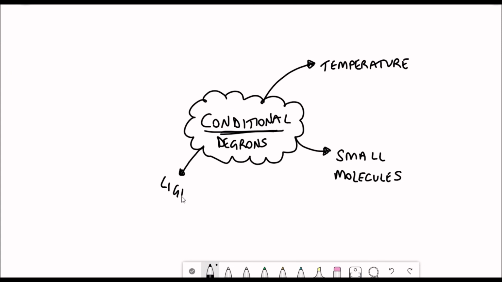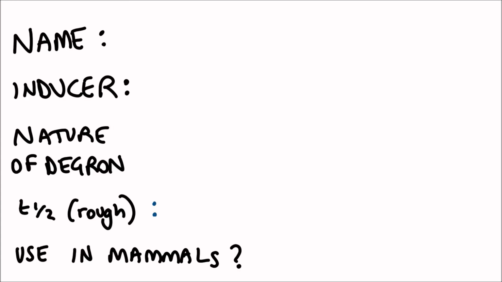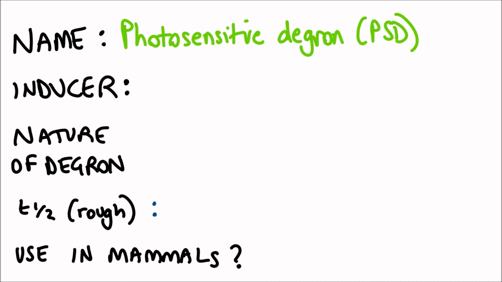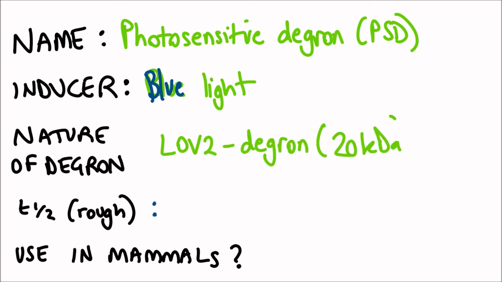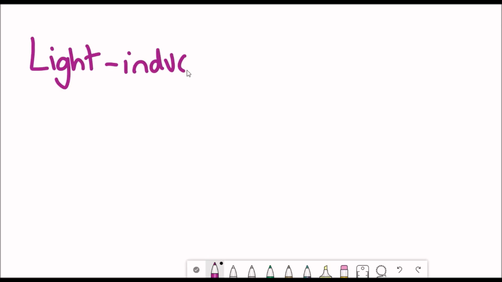Okay, so now let's look at light and conditional degron systems. So one such photosensitive degron, which is a LOV2 degron, uses blue light to induce degradation of the protein. And so this protein has roughly around a 30-minute half-life, so pretty much on par with the small molecule systems. However, the use in mammalian cell lines so far has been a little bit limited. So I won't go into much more detail than this because the principle's pretty much the same.